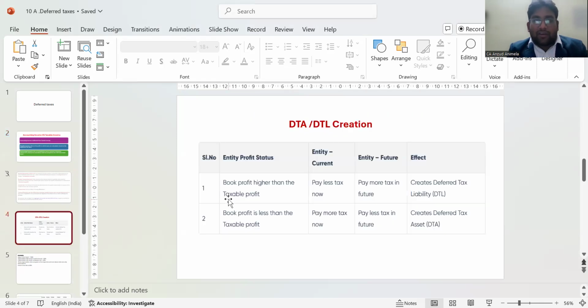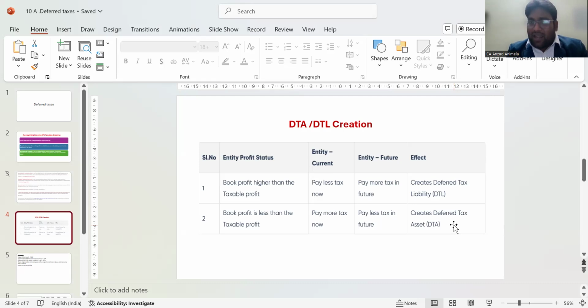Okay. Now see here, we have already discussed this. If your book profit is higher than the taxable profit, that means you have paid less tax now. In future, you may require to pay more taxes. We have to create deferred tax liability. We have already seen the entry for this. If book profit is less than tax profit, it means you have paid more taxes. In future, you will pay less taxes. Since you are paying less money in future, future outflow will be reduced. That means it is an asset to us. For this also we have seen the entry.